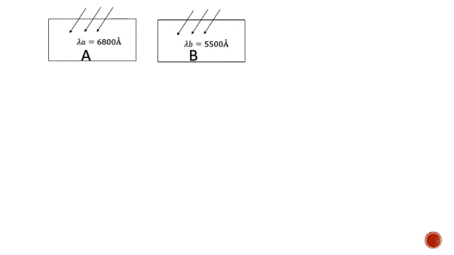Now we will discuss another question. Here two plates are available, A and B. For A, the wavelength lambda A is given as 6800 angstrom, and for B, the wavelength lambda B is 5500 angstrom. Light is incident, that's why the rays are given in the figure. You can see the rays coming, that's why the arrows are given here.